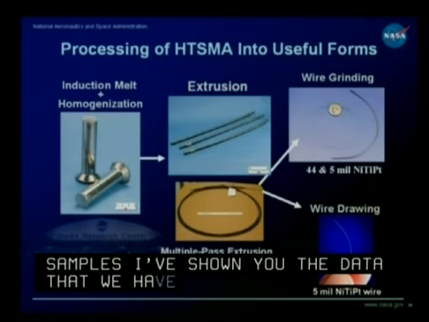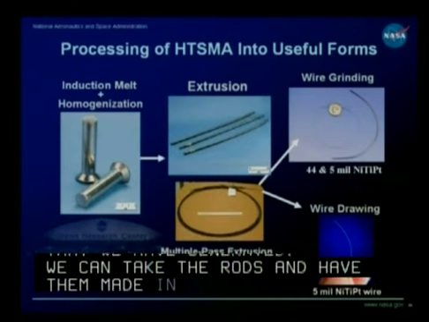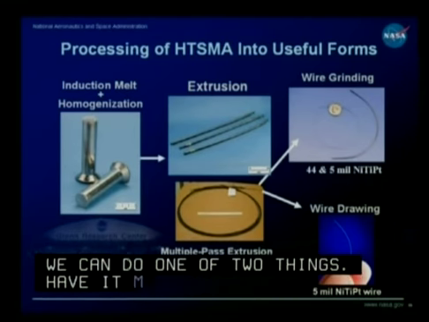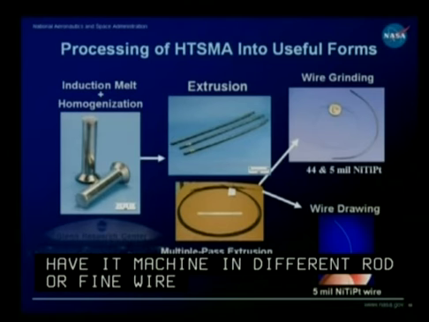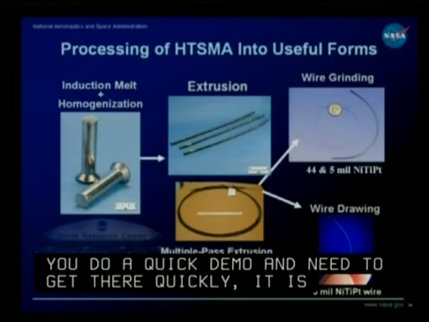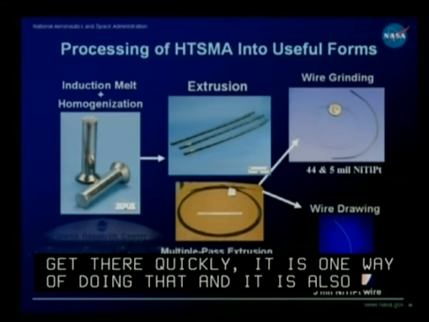And from that fine diameter rod we can do one of two things. We can have it machined into different rod or fine wire diameters, and that's kind of a waste, but if you're doing a quick demo and you need to get there very quickly, it's one way of doing that, and it's also something that we control in-house. We have wire grinding capability in-house at Glenn.